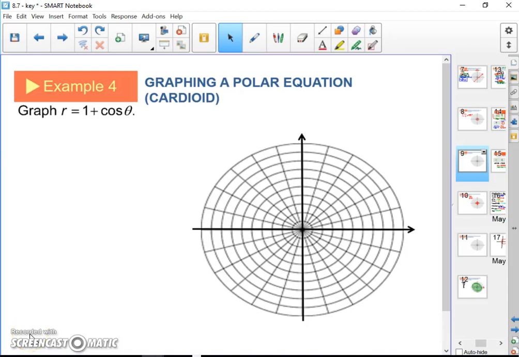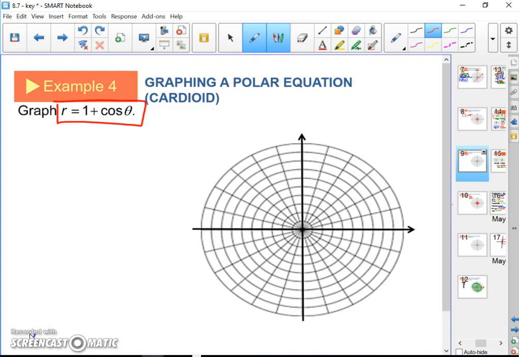Example four, graph r equals 1 plus cosine theta. The best thing that you can do when graphing one of these is just know what it looks like ahead of time. And you should be able to recognize, because of that plus sign, that it's going to be a limaçon. Okay? But specifically, when this number 1 matches this number 1, we know it's a special kind of limaçon called a cardioid.